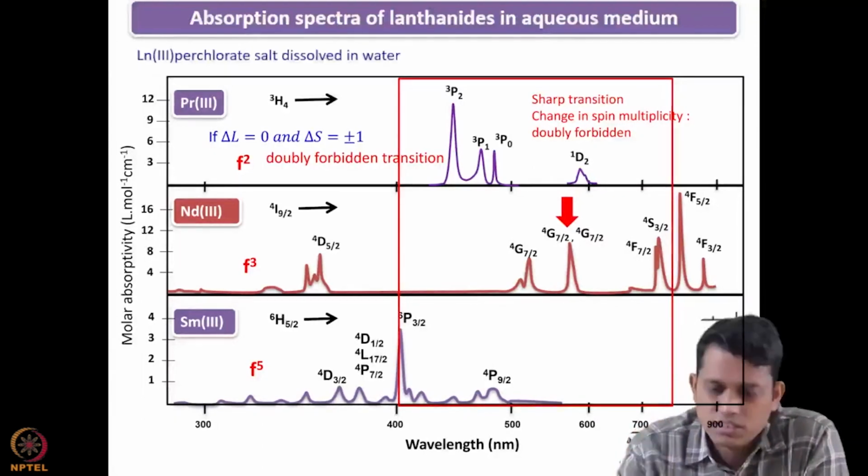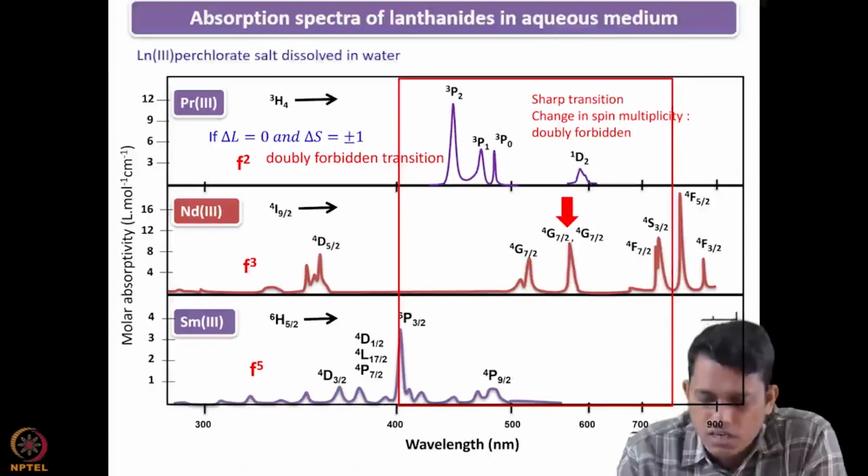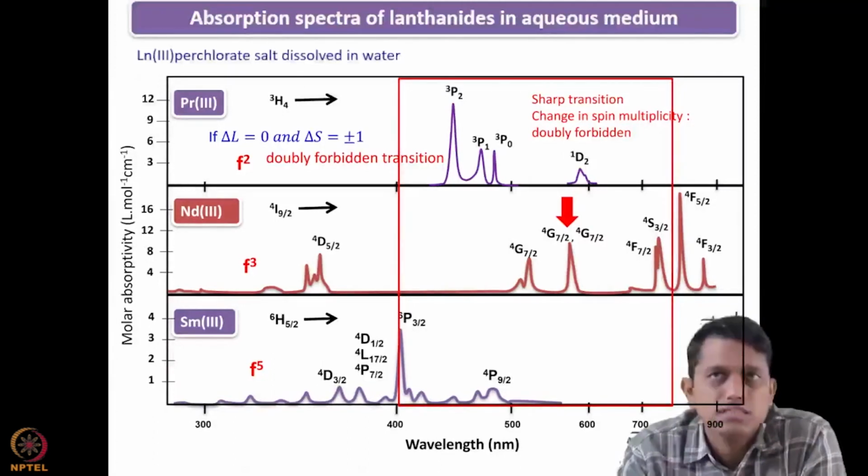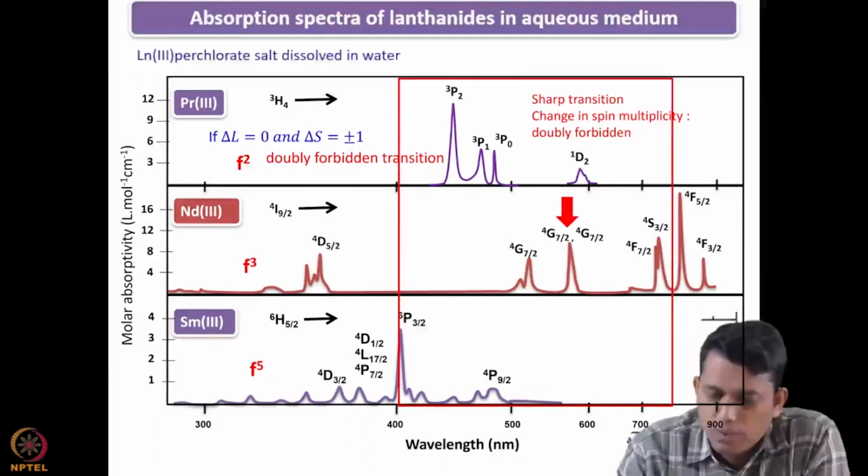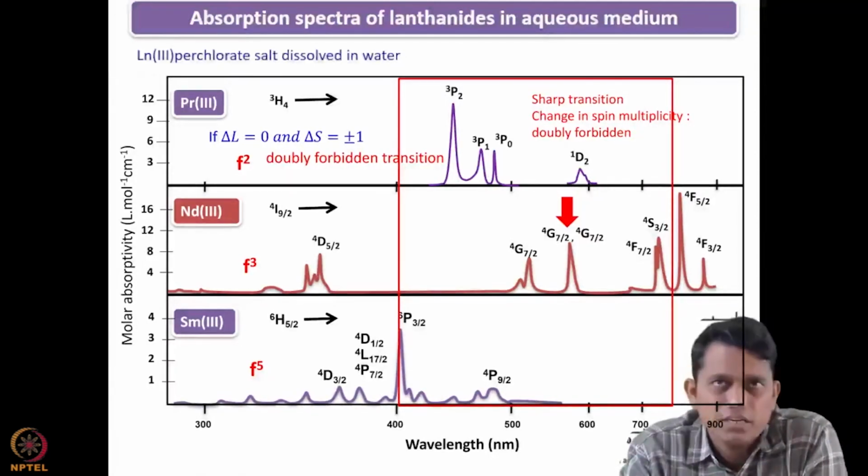And here again you can see your spin multiplicity is 3 and here it is 1. So here you can say there is a change, so this is not an allowed transition, and because of that the intensity is very weak. But if you compare this with this, these transitions are comparatively more allowed and have a better intensity.